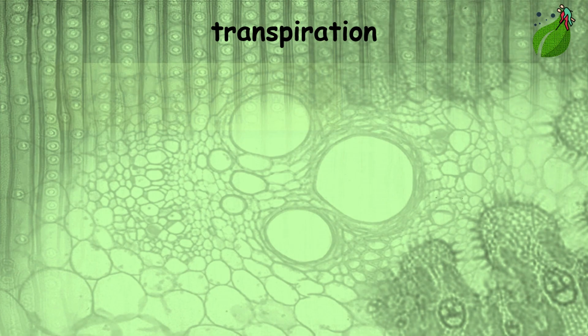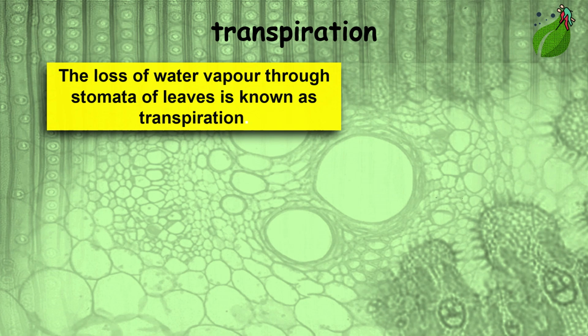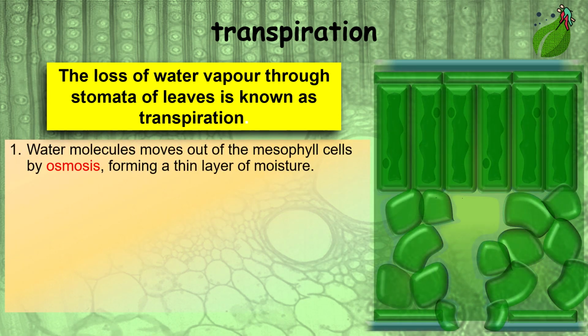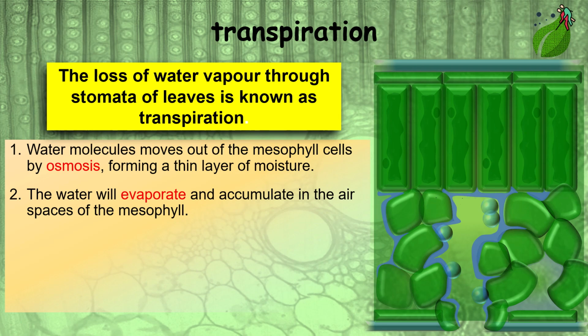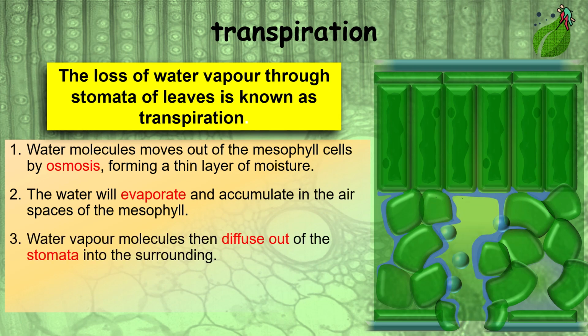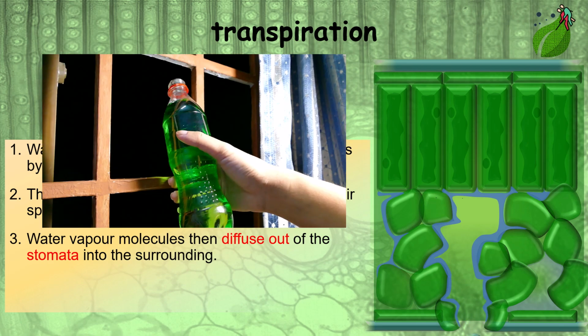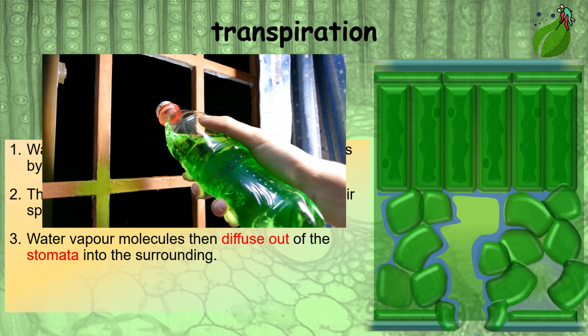Transpiration pull. Transpiration is the loss of water vapor through the stomata of leaves. This eventually leads to transpiration pull. First, water molecules move out of the mesophyll cells by osmosis, forming a thin layer of moisture. The water will evaporate and accumulate in the air spaces of the mesophyll. Water vapor molecules then diffuse out of the stomata into the surroundings.